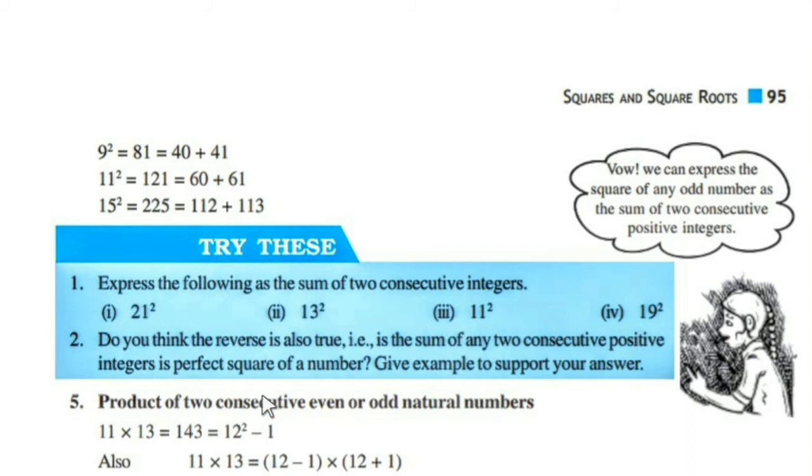Now second question, do you think the reverse is also true? So no, it is not always true. Is the sum of any two consecutive positive integers a perfect square of a number?